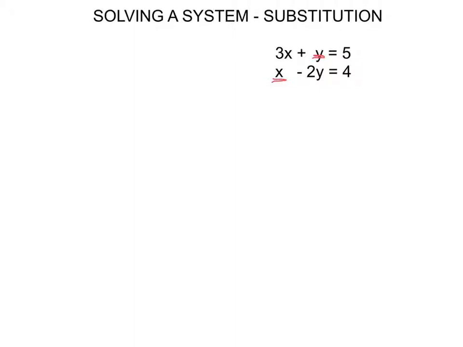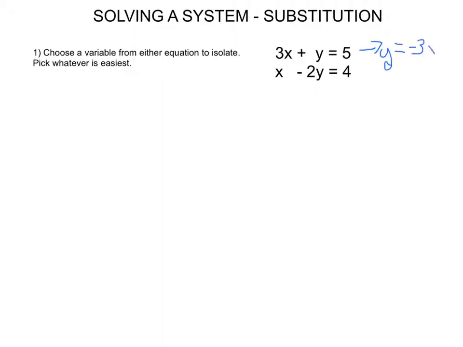So let's take a look at our steps. The first step says to choose a variable from either equation to isolate. Pick whichever is easiest. As we can see in the example, either the x or the y can be isolated. It doesn't matter which one you choose, but pick one and be consistent. So we're going to do that first. I'm just going to use the first equation. We're going to isolate the y by subtracting the 3x from both sides. So we get y is equal to negative 3x plus 5.